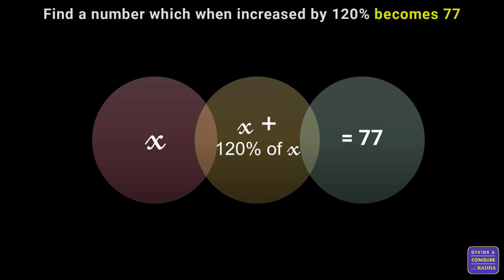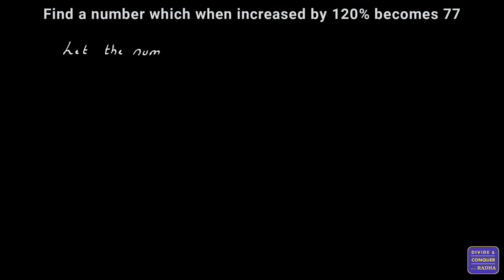Since we don't know what the original number is, let's assume, let the number be x. Increase is given as 120%. So that is equal to 120% of x, because the increase is with regards to the original number.